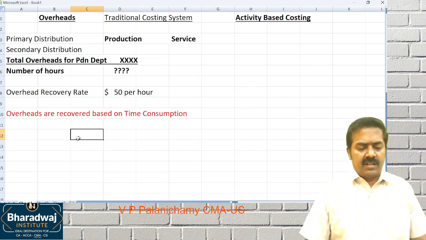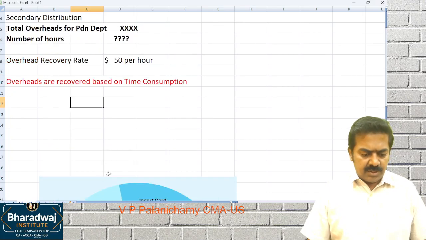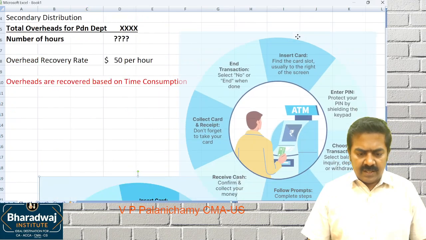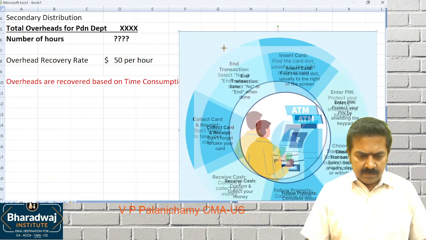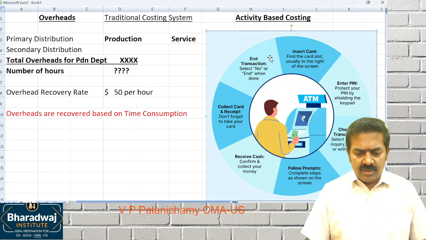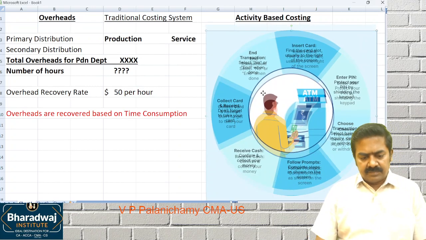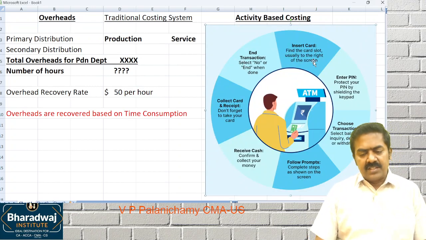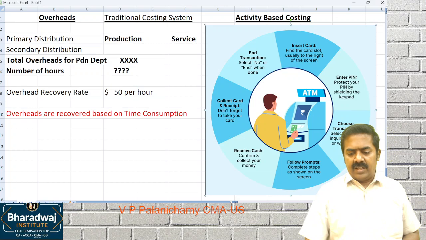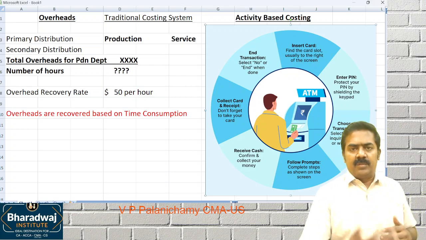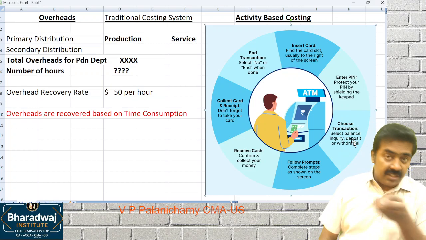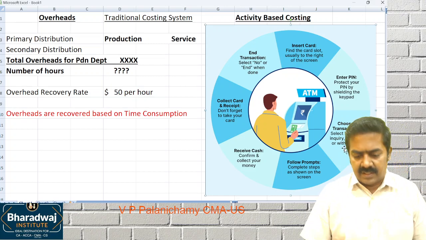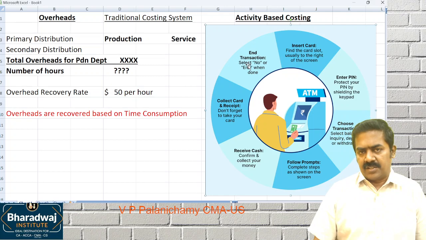Overheads are recovered. Now, let us assume a person is going to the ATM machine. Okay. So he will do all these things. Before we go to activity-based costing: clear, insert the card, enter the PIN, choose the transaction. Transaction can be balance inquiry, deposit or withdrawal, like that. It can be anything. It can be fund transfer or it can be PIN change. It can be mini statement. In ATM, we do various things. Then we complete the steps. Suppose if it is going to be cash withdrawal, we withdraw the cash, collect the card.